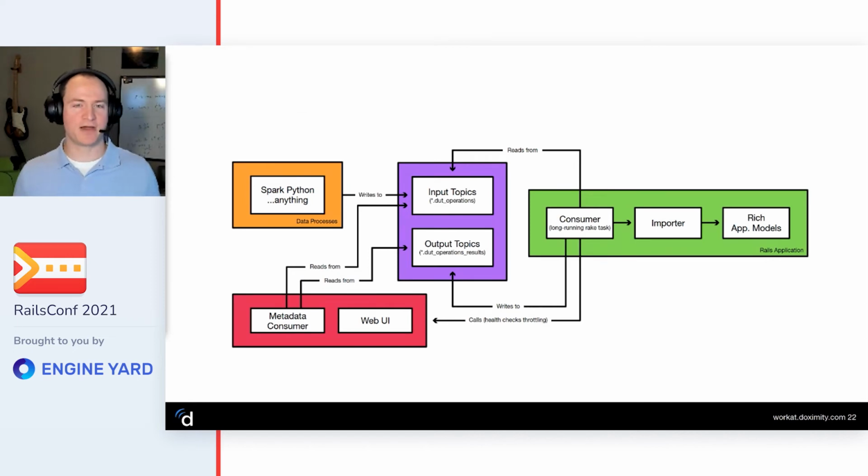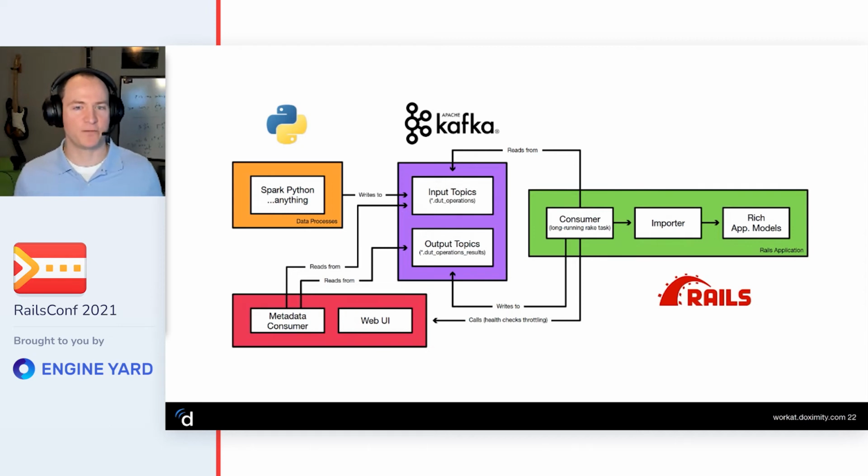Cool. So here's the diagram of what our system looks like in order to facilitate the data team being separated from the application team. Up at the top, we have, symbolized by Python, the data processes. That's our orange box. We have Kafka as our purple box and our Rails as our green box. So in general, the way that this works is the Python process there, the orange box, is going to produce, it's going to write to a topic. And that topic is going to really just sit there. And then on the Rails side, with the green, they have a consumer, and that consumer is going to read from that same topic.